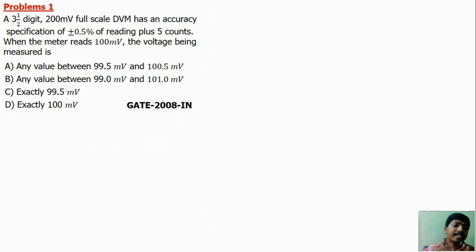Now we will discuss the concepts and problems. This question was asked in the GATE 2008 instrumentation examination. In that question, a 3 and 1/2 digit meter is given. The full scale is specified as 200 millivolt. The error specification is 0.5% of reading plus 5 counts. If the meter reads 100 millivolt, what will be the measured range?